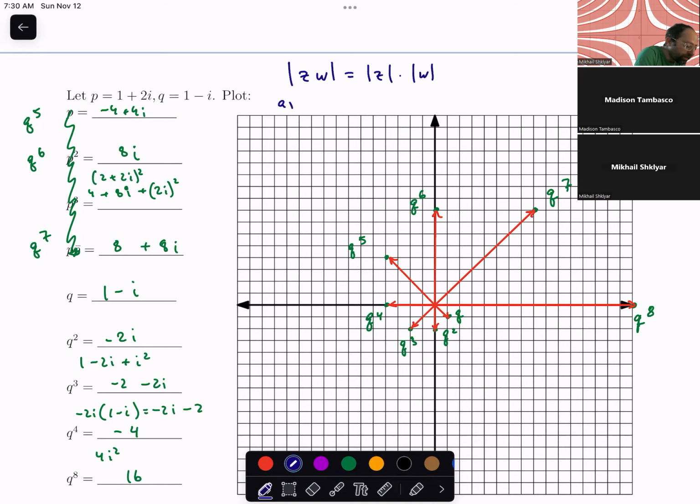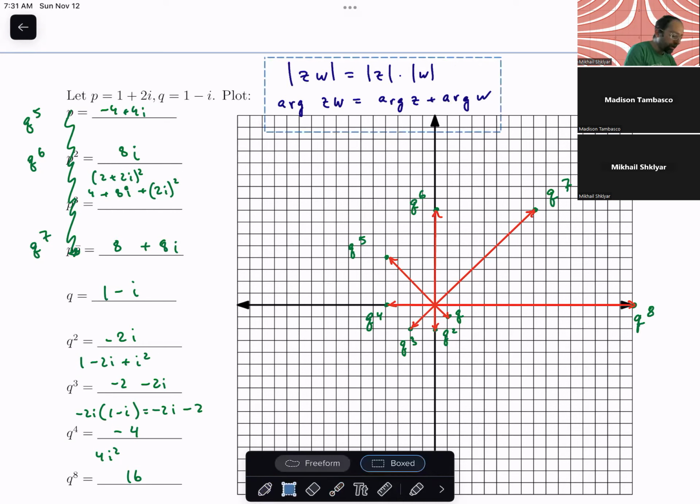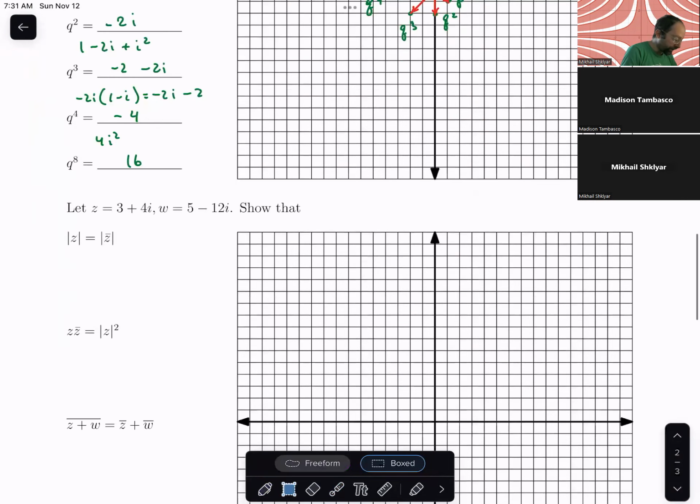If you take the argument of the product, that gives you the sum of the arguments. Right now it looks a little bit weird. You got some intuition of what's going on from what we've seen, but let's go a little bit deeper and understand what this means, because I didn't tell you what the argument is yet, so let's do that.